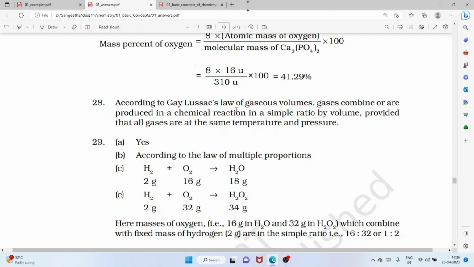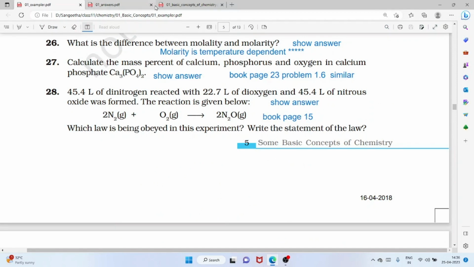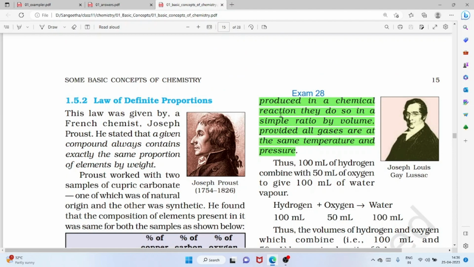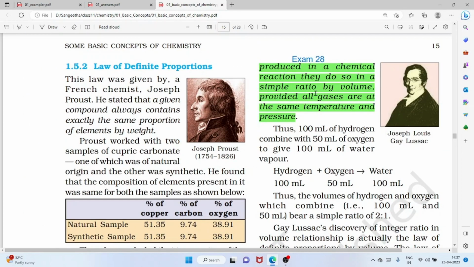According to Gay-Lussac's law of gaseous volumes, gases combine or are produced in a chemical reaction in a simple ratio by volume, provided that all the gases are at the same temperature and pressure. Okay, 28. Page 15. Okay, this is the one. Observe that the law is given, so you can go through it.